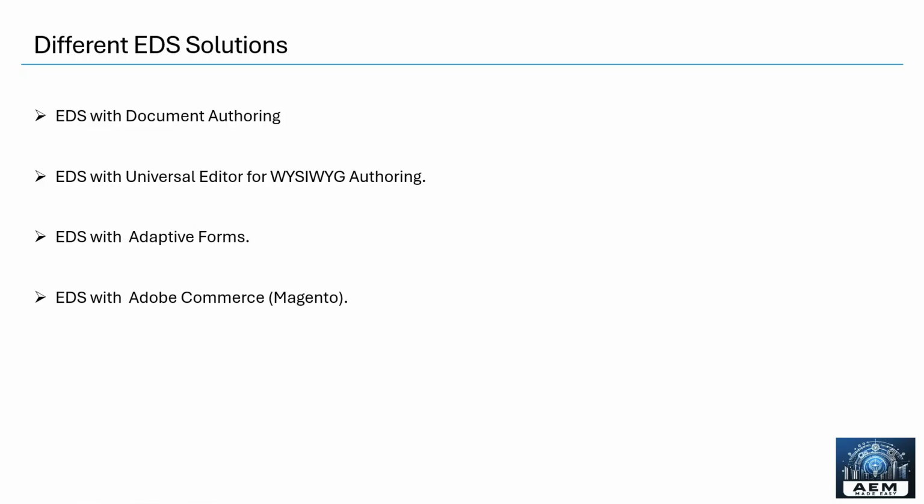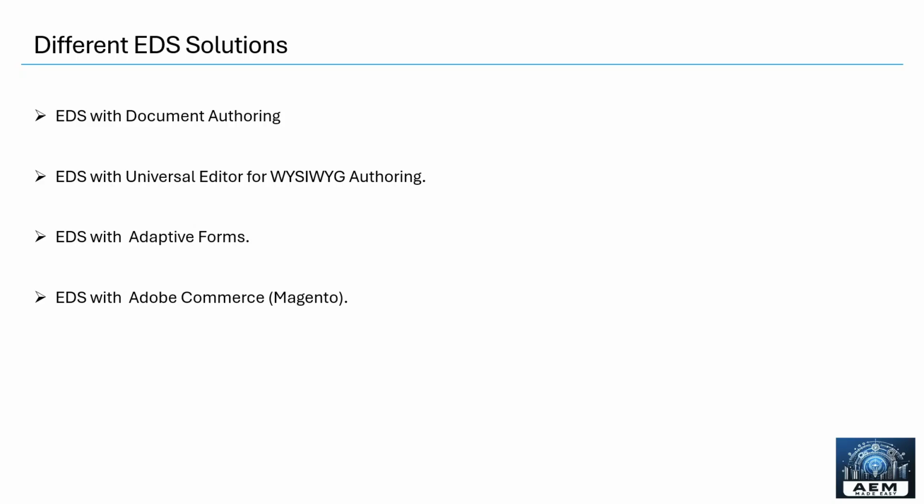EDS also supports forms. There's a concept of a spreadsheet, which can be used in document-based authoring. Basically, you create a spreadsheet for your form, and that is a definition that generates JSON. When you preview it, it will create a URL, and there will be a form block. In that form block, you can author this JSON URL, which will render your form.